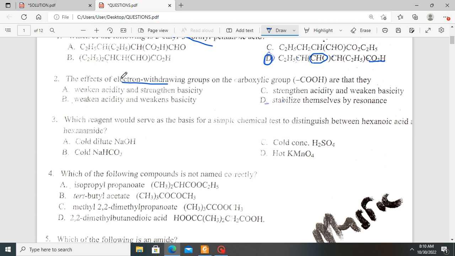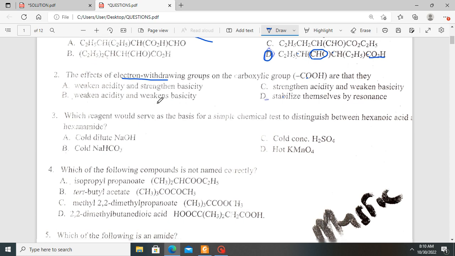So electron withdrawing groups like halogens and other oxygen derivatives pull electrons from the carboxylate system to strengthen the acidity of the carboxylic acids. So halogens and some other electron withdrawing compounds are the electron withdrawing groups. They tend to strengthen acidity of carboxylic acids.